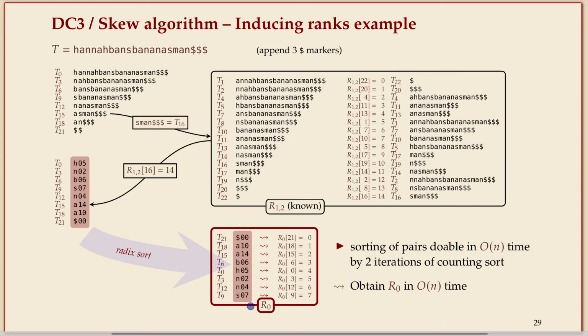Also, the numbers are within a reasonable range. Because they are ranks, right? These go from 0 up to what the number of these is, which is 2/3 n. So we won't run out of bits in our word RAM or something like that. The numbers are not too big. They're within 0 and n. Okay? So we can do this with 2 rounds of counting sort in linear time. And from that we get our rank array R0 for all the suffixes that start at a multiple of 0.